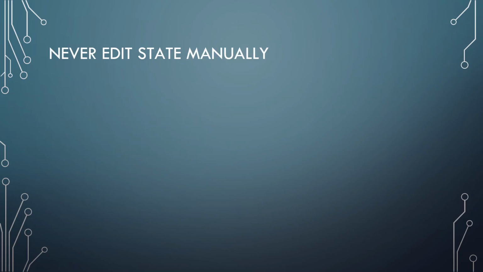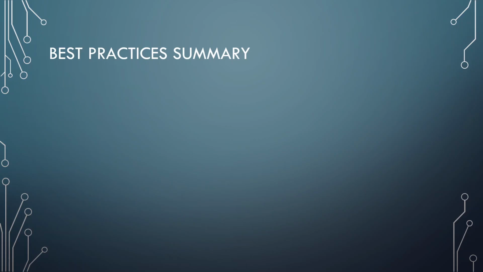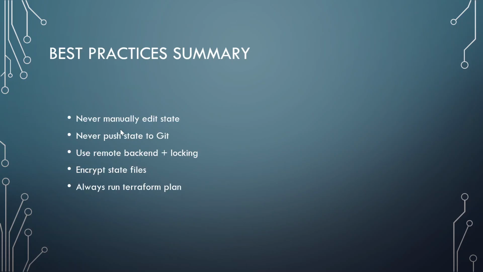Never edit the state manually. Editing state causes corruption, as Terraform expects an exact structure. So a wrong value means full redeployment. Best practice summary: never manually edit state, never push state to Git, use a remote backend. This I will upload in a different lecture: what is a remote backend with state locking using DynamoDB. Then encrypt the state file. Always run terraform plan before applying.